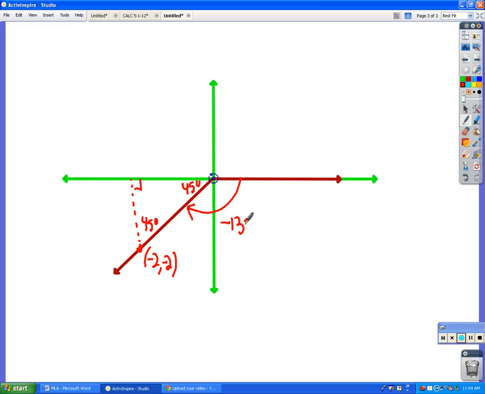Negative 135. Don't worry, Taylor, that messes me up. Okay? Every time. Gets you every time. Negative. All right?